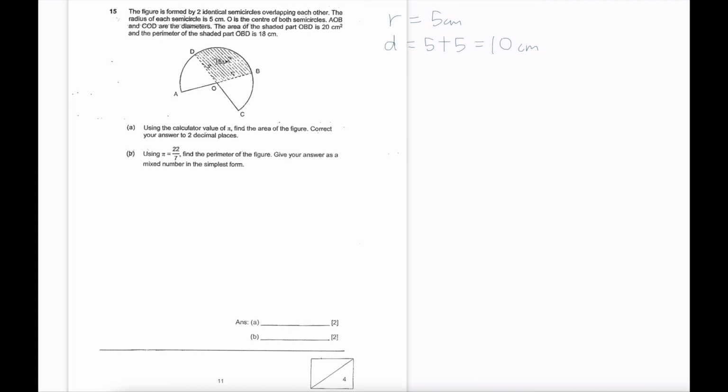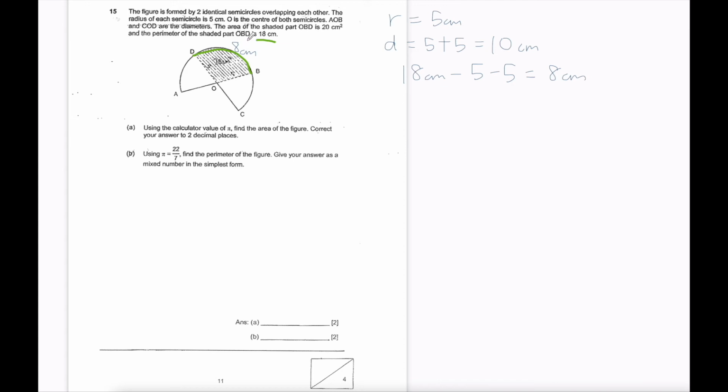Okay, let's start with the question. Use the calculator value of pi, find the area of the figure. Correct your answer to 2 decimal places. Before we do anything, let us find out what we can do with this 18 cm. If this is 5 and this is 5, to find out what DB is, I'm going to use my free hand. To find DB, we just take 18 cm and minus away the radius here and the radius here. We're going to get 8 cm. So this shaded green part is actually 8 cm.